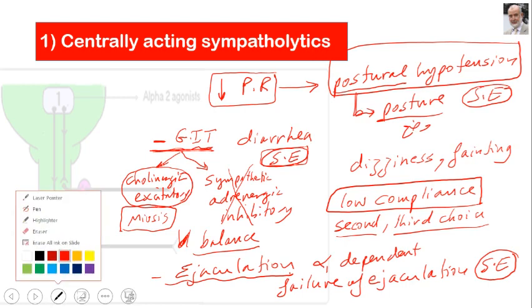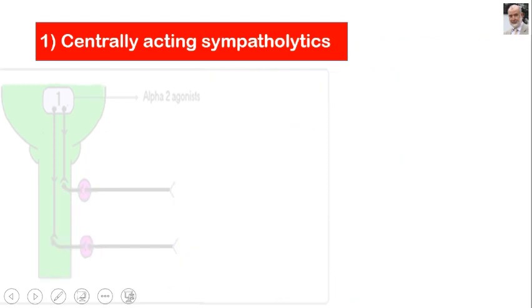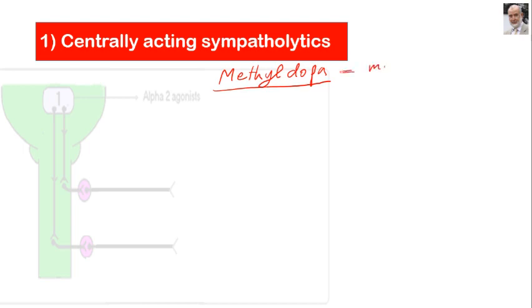Okay, now let us take their clinical application. Their clinical application, as we have said, is selective. They are not first line treatment except in certain cases. So let us take the first example. Methyldopa. We said methyldopa is converted to methyl noradrenaline, which acts as a false neurotransmitter.